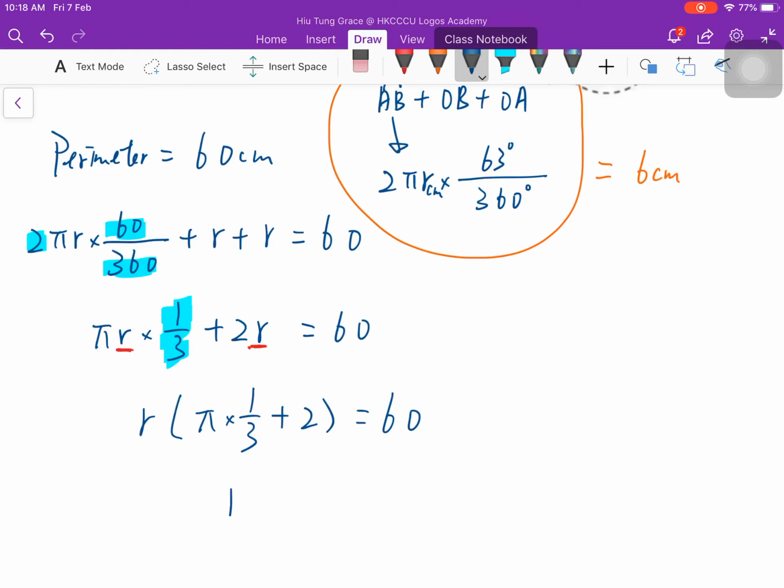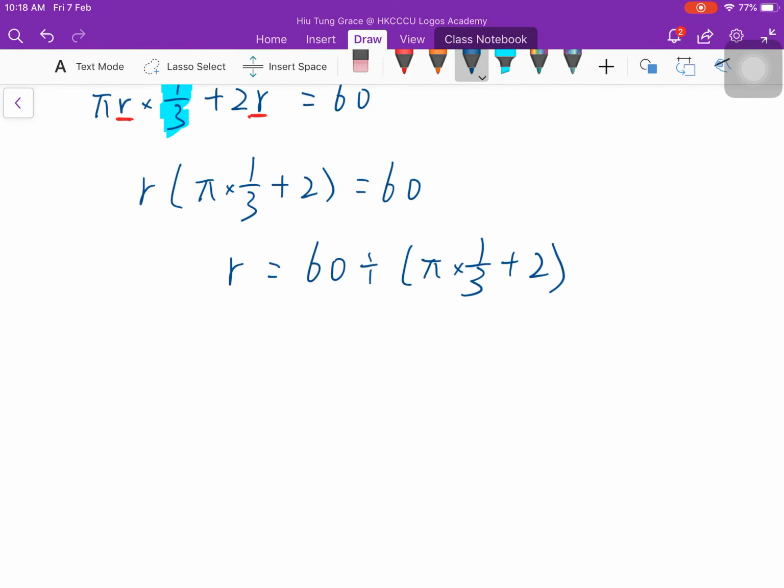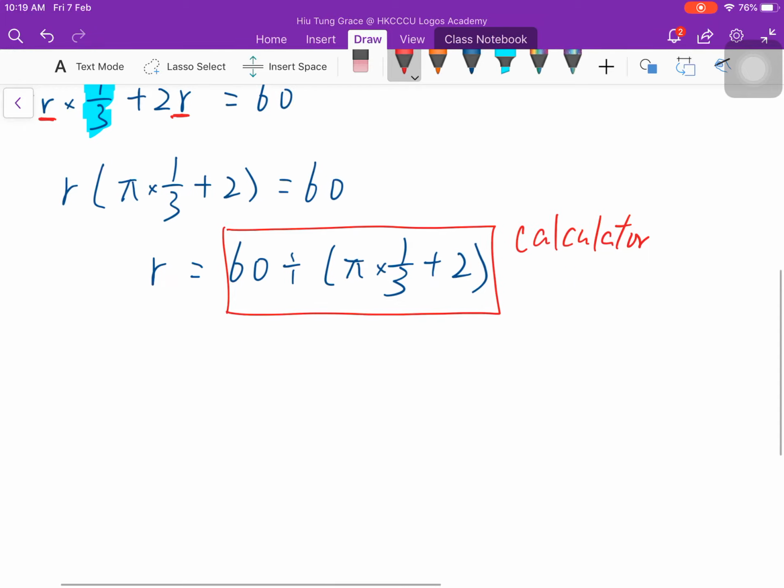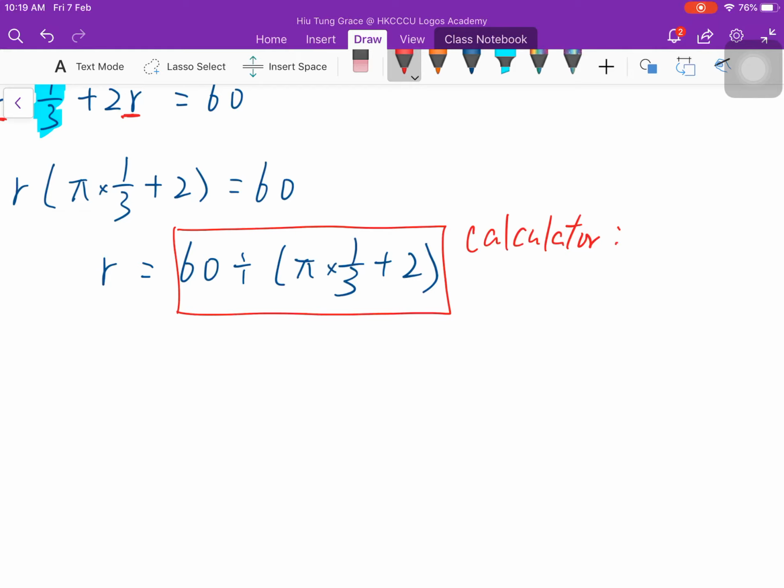Okay, to find r, I make the left hand side just r and the right hand side 60 divided by this number. Then get your calculator to calculate this part. Remember to input the open bracket and close bracket as well. So let's do it together. And for the pi, use the pi key in your calculator. Well, in your calculator, it shows this number.